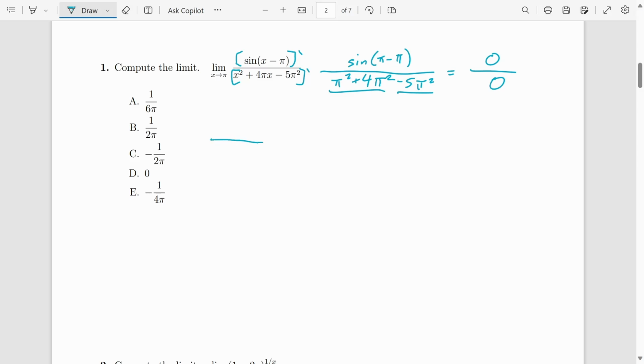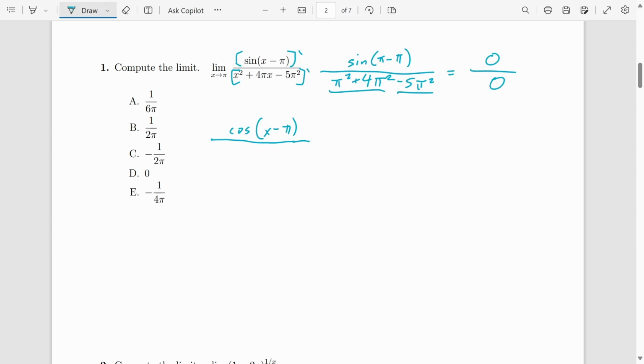So on the top, we have the derivative of sine of x minus pi. The derivative of sine is cosine, so we have cosine of x minus pi. And then we have to multiply by the derivative of the inside. We have to do chain rule. So the derivative of x is just 1, and the derivative of minus pi is just 0 because it's a constant. So we just multiply all of this by 1, which doesn't do anything. So our derivative for the numerator is cosine of x minus pi.